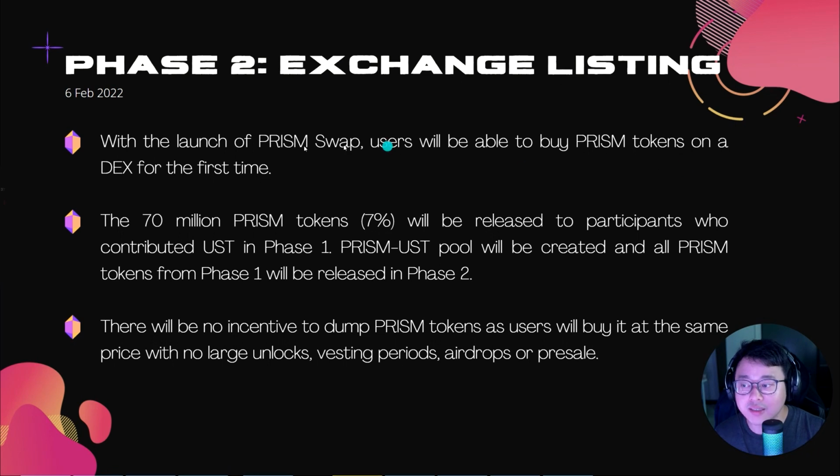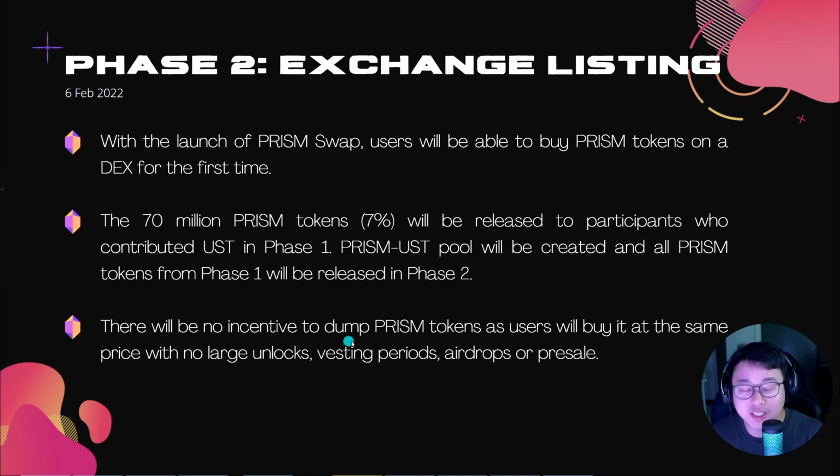In the second phase, there will be a DEX listing where you can basically buy and sell Prism on a DEX. So the 70 million Prism tokens, which is 7% of the entire supply, will be released to participants all at one go. And there is no vesting or no lockup. Basically, you can take the entire Prism and then you can choose to sell it, or you can choose to provide UST LP into the pool.